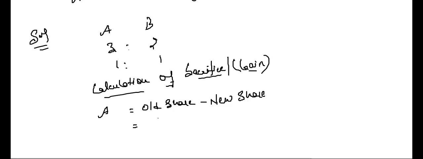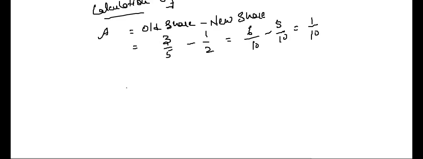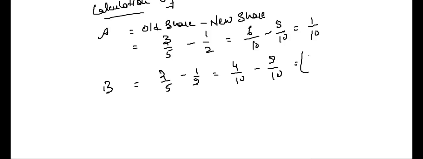Clear? What is the old share? 3/5. New share 1/2. This will become 6/10 minus 5/10, that is 1/10 sacrifice. And for B, the old share is 2/5 and the new share is 1/2, so this becomes 1/10 gain. This is a sacrifice and this is a gain.